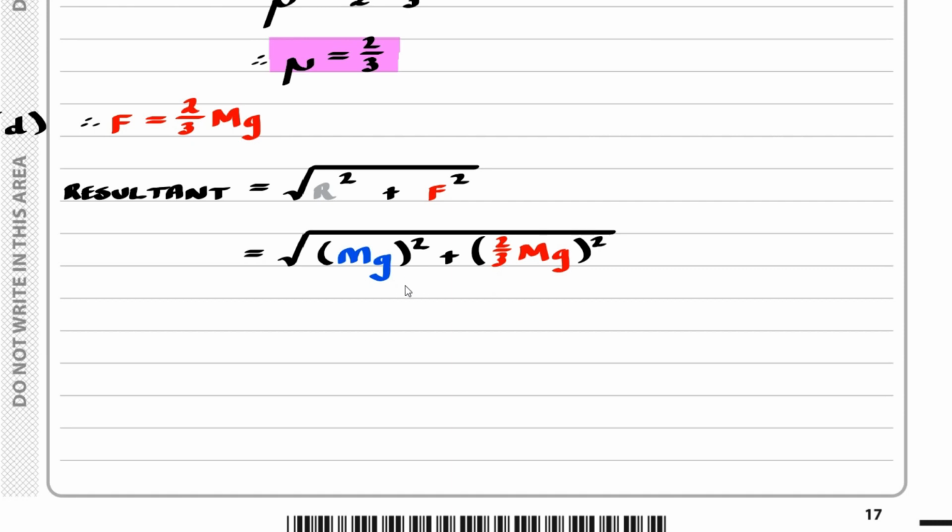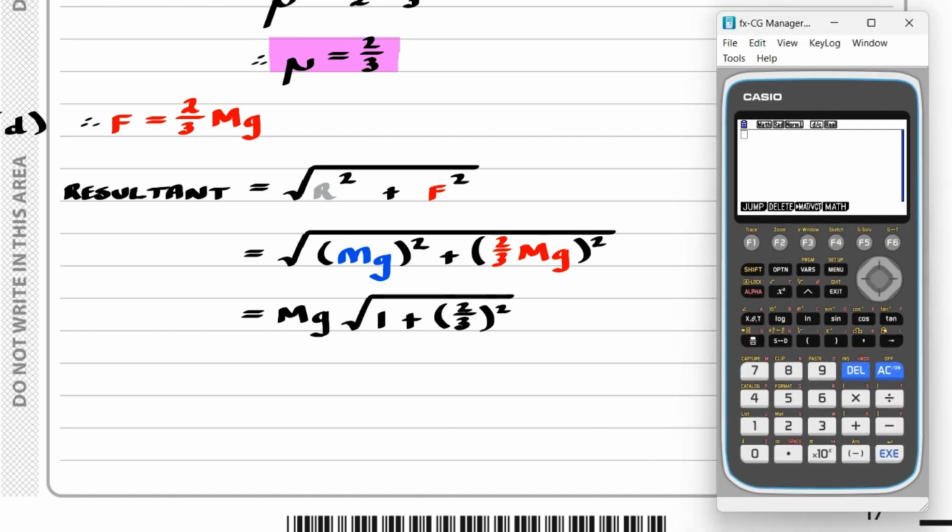And if I factorise out an mg, I've got mg multiplied by the square root of 1 plus (2/3) squared. So if I work out what the square root of 1 plus 4 over 9 is, I get root 13 over 3, which means the resultant force is given by mg times root 13 over 3 newtons.